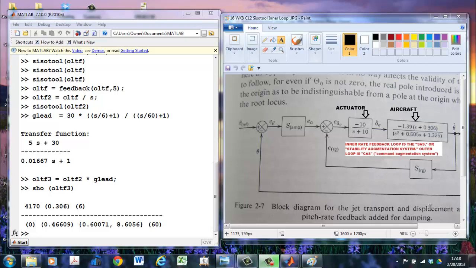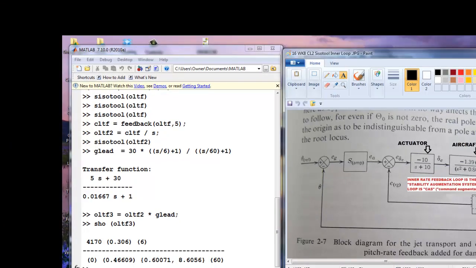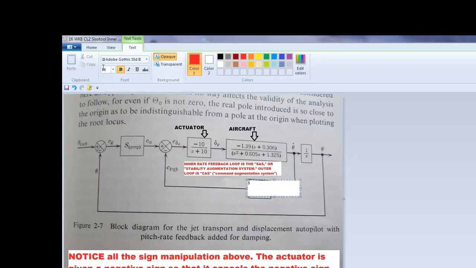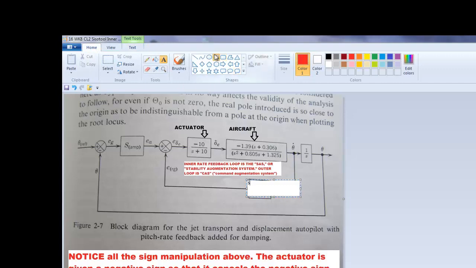So it turns out that a gain of 5 on the inner loop will give us the bandwidth of 6 radians per second. And so that's what we'll do. We'll replace the rate gyro with a gain of 5. And that will complete our inner loop. Our inner loop will be shown right here with theta dot as the output and a gain of 5 in the feedback loop.